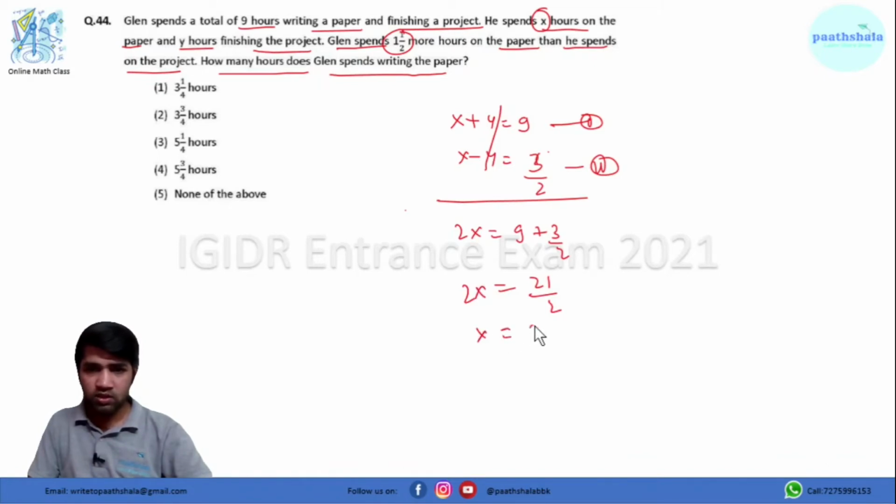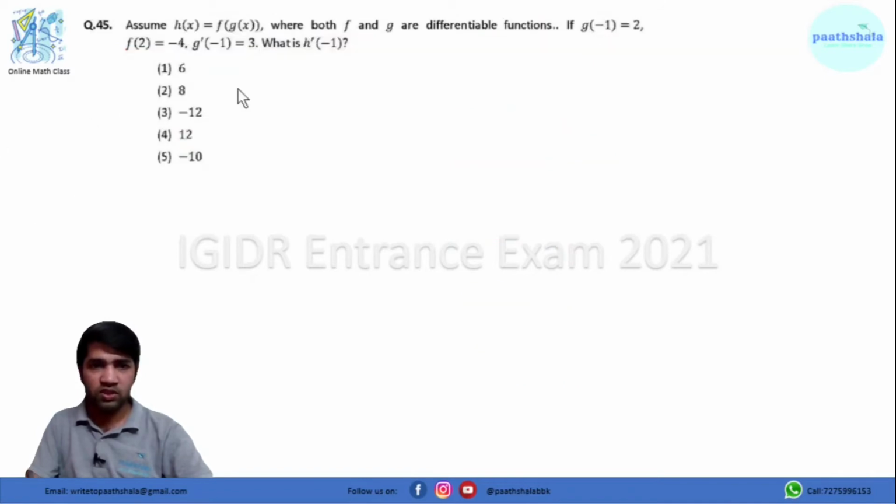So x is coming out to be 21 by 4. So this is nothing but 5 is to 1 by 4 hours. So option 3 is the right option. Now let's move to the next question.